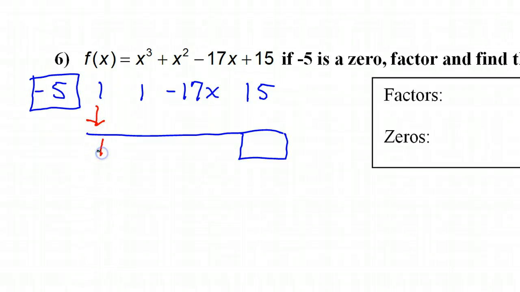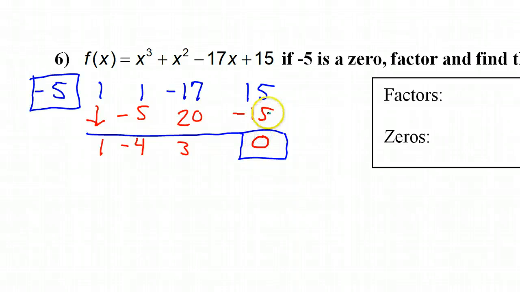All right, the 1 comes down. 1 times negative 5, negative 5. Together, that makes negative 4. Negative 4 times negative 5 is positive 20. Oh, why did I put the x there? Oopsies. No x. Put these together, that makes positive 3. 3 times negative 5 is negative 15. And we better get 0. If I rewrite this as a trinomial, I have x squared minus 4x plus 3.